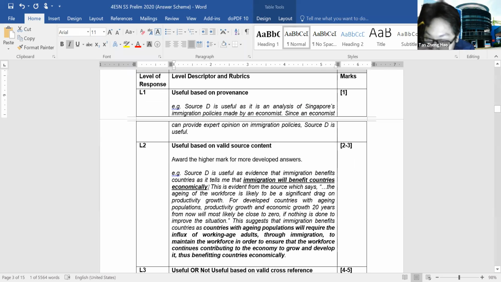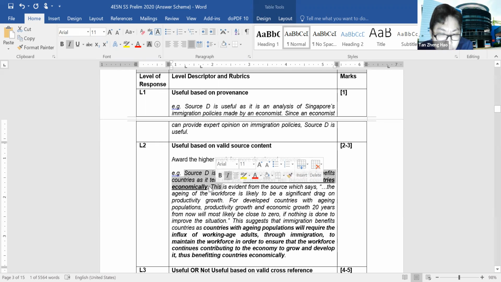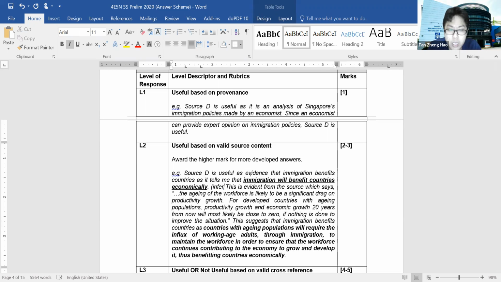Okay, so this is the first part that every one of you should at least do, because it's not difficult, honestly. Source D is useful as evidence. So the inference here, that immigration benefits, it tells me immigration benefits countries economically. Okay, so this part, first line, is the inference. So it tells me something about what I'm asking, what I want to know, which is whether it will benefit the country. So I learned that yes, it benefits the country. Evidence, okay, the aging of the workforce likely to be significant, blah, blah, blah, if nothing is done, immigration. Okay, so this whole chunk here is the evidence.